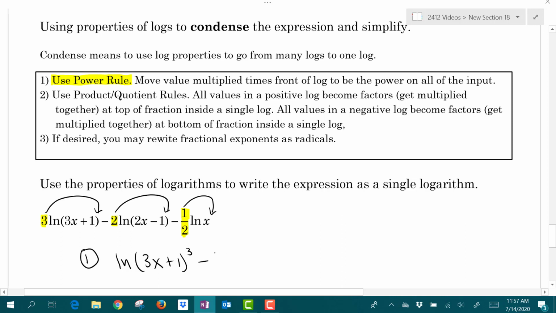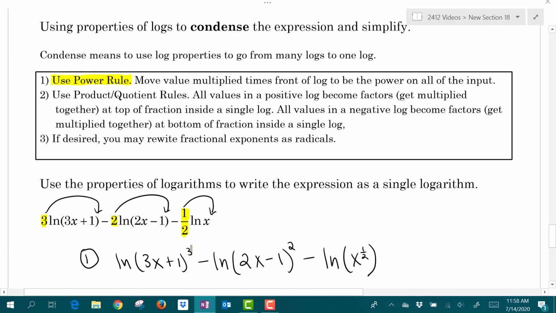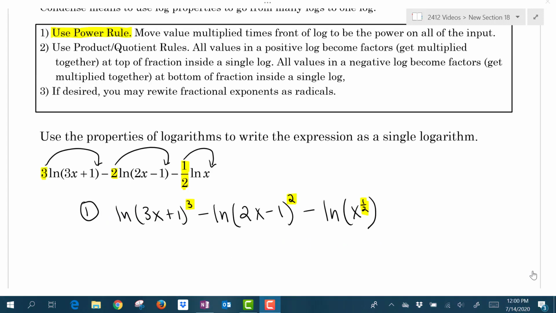I like to leave any signs out front. So I'm not going to take the negative, I'm going to leave the negative, I'm only going to take the number as the power. So when we are condensing, that's always the first step that we're going to do.